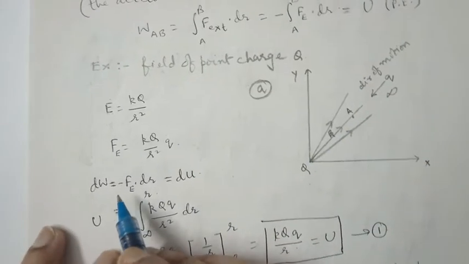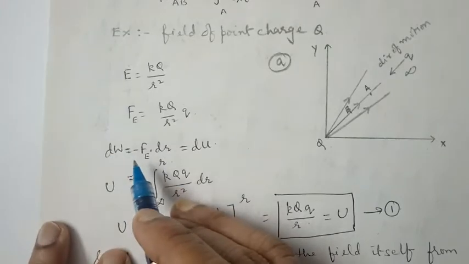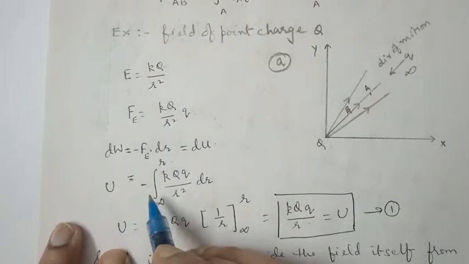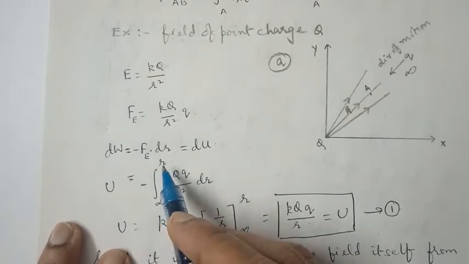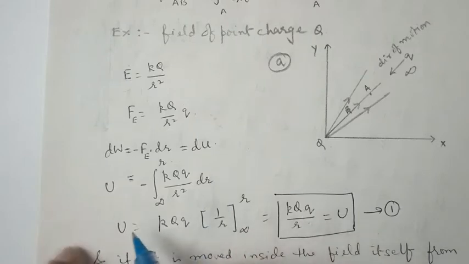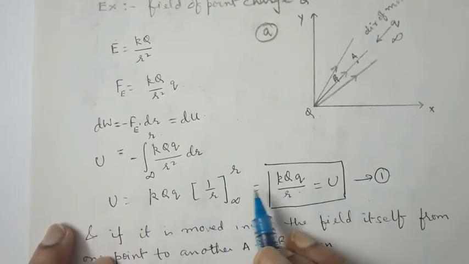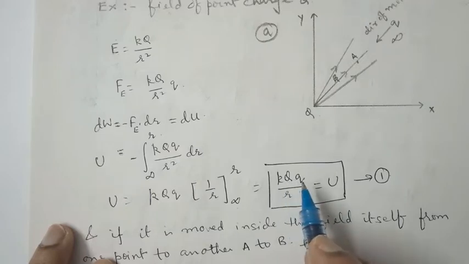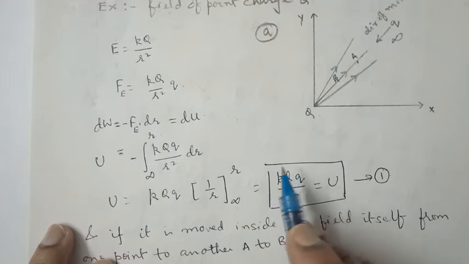So let me consider this mathematical expression now. dW is equal to minus Fe dot dr, which is dU. So U will be the integral from infinity to that point. That point within the field is given as the position r. This minus sign coming from here, k q1 q2 upon r square dr. If I integrate, I get the expression U is equal to kQq upon r. What we can observe is, now it has become a system of the two charges, capital Q and small q, and hence this is the energy of the system.